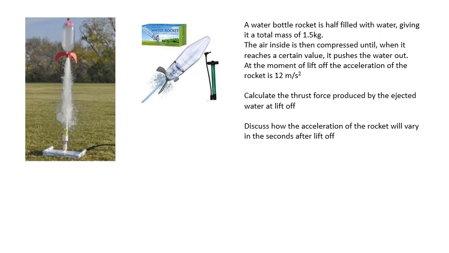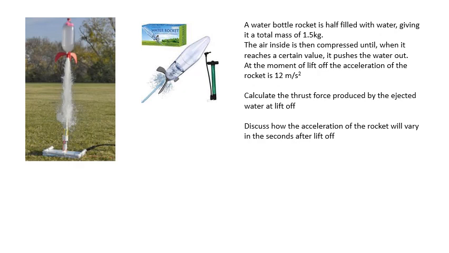Here's another one. A water bottle is half filled with water, giving it a total mass of 1.5 kilograms. The air inside it is compressed. When it reaches a certain value, it pushes the water out and the rocket lifts off. And at the moment of liftoff, its acceleration is 12 meters per second squared. Calculate the thrust force produced by the ejected water at liftoff. And then I've put this thing at the end. Discuss how the acceleration of the rocket will vary in the seconds after liftoff. I suggest you pause the video and have a think and have a go at this question.